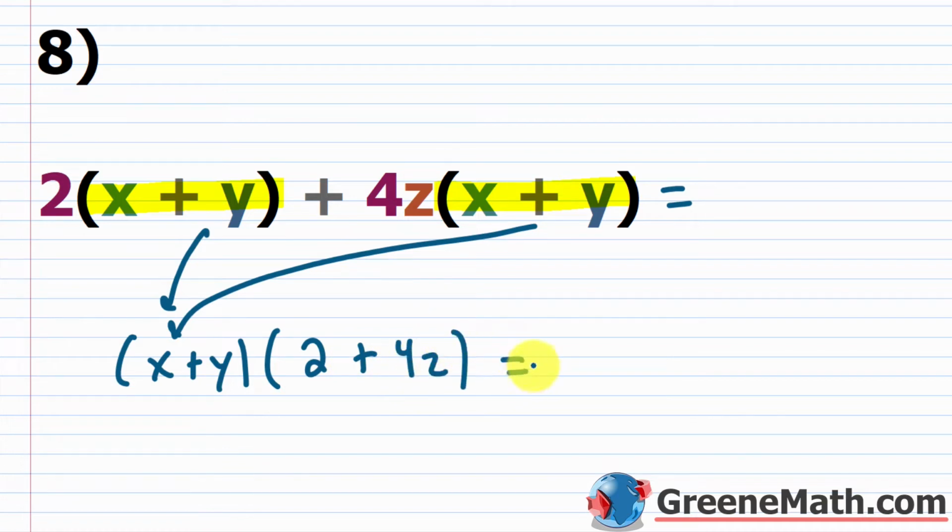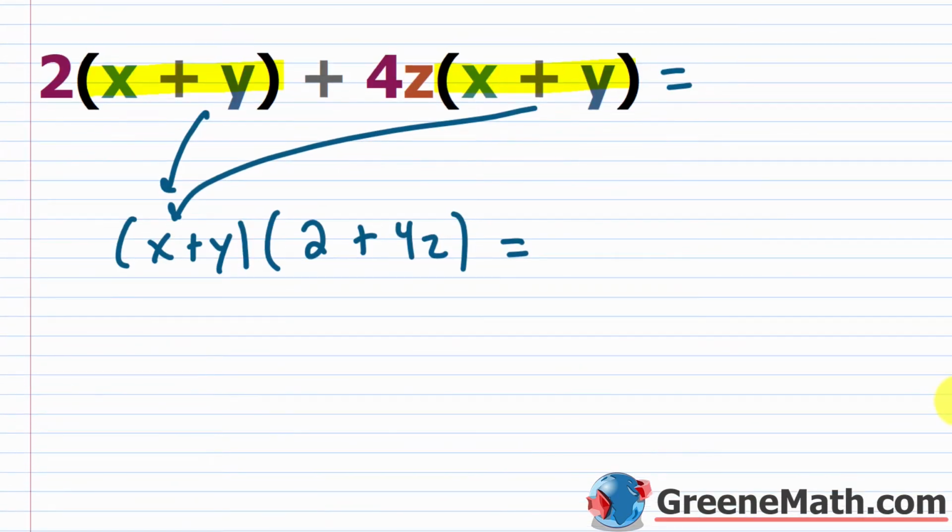Now, we're not done. And the reason we're not done is because if we look at this inside here, we have a common factor of 2. Whenever you factor, you want to make sure you factor completely. So don't miss anything. Always check for additional factoring. This is 2 and this is 4, which is 2 times 2. So that means I could pull out a 2.